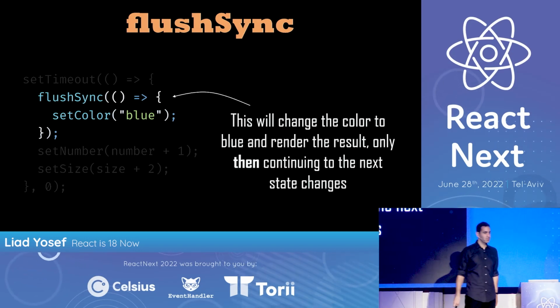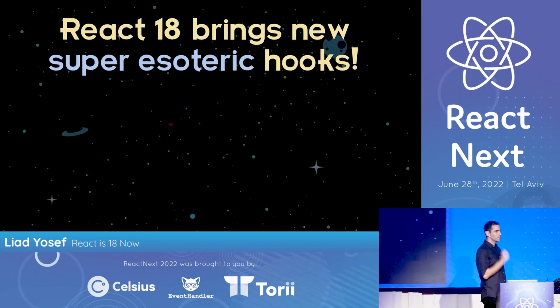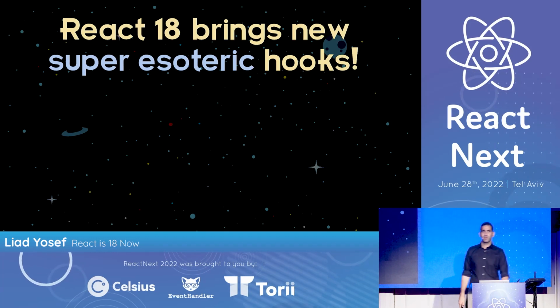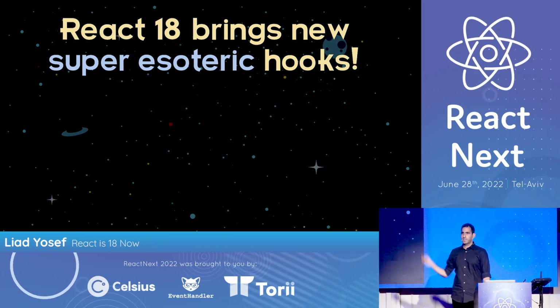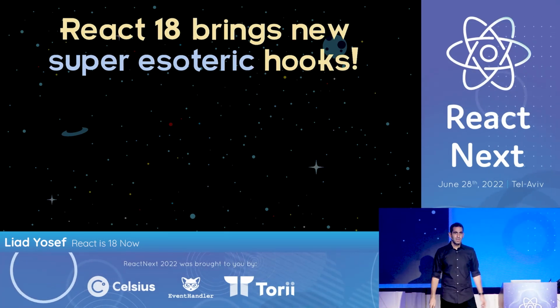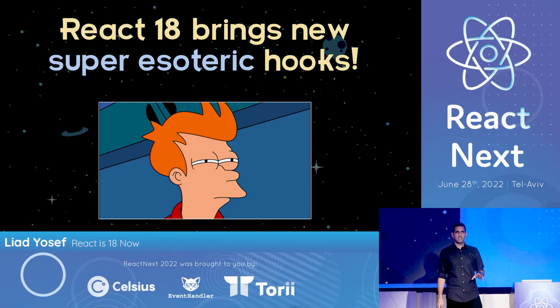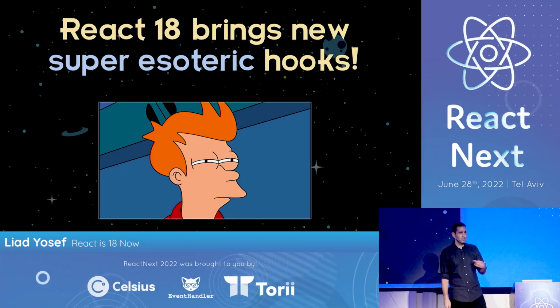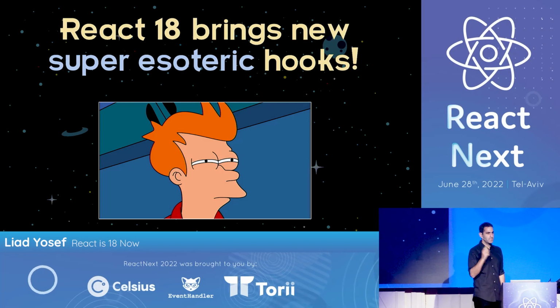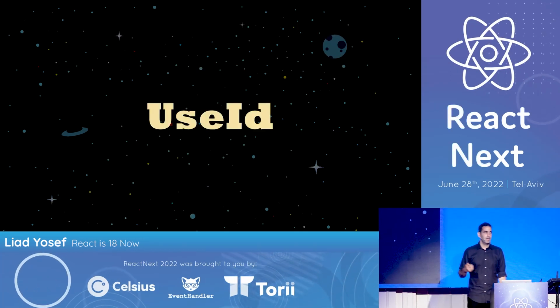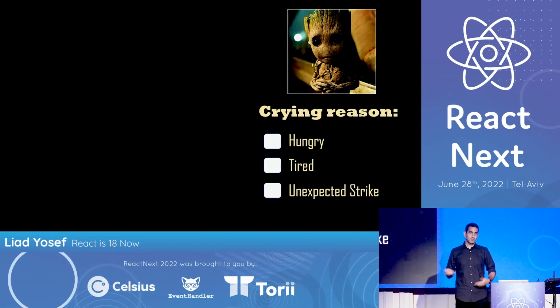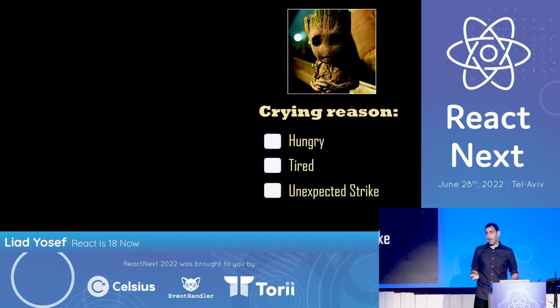No big news so far, but React 18 brings some new super esoteric hooks. And usually I would put here a GIF of shut up and take my money, but it's really more of a skeptical GIF, because why do we need these kind of hooks? We'll start with useId. useId comes to solve a very common or uncommon problem.